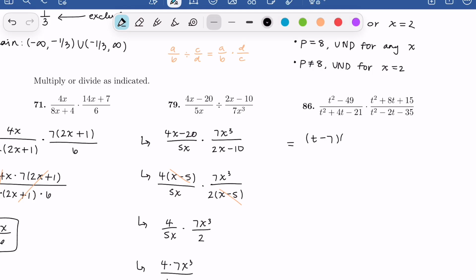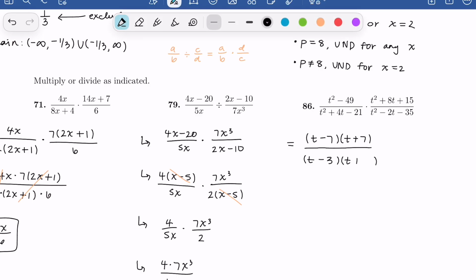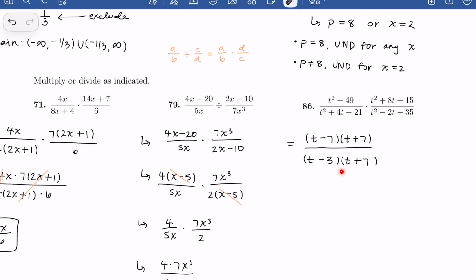And this is solely because we have a difference of squares. T squared is a perfect square and 49 is a perfect square. In our numerator here, we know we're going to have a t and a t. We need to get a t squared as our first term. And we need two values that are going to multiply to give us negative 21 and add to give us a positive 4. This would be a positive 7 and a minus 3. So this is our first rational expression fully factored.